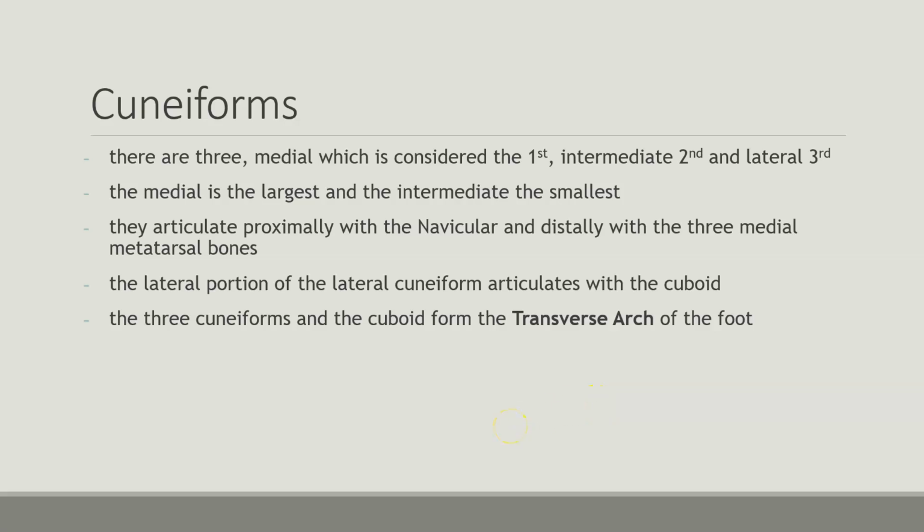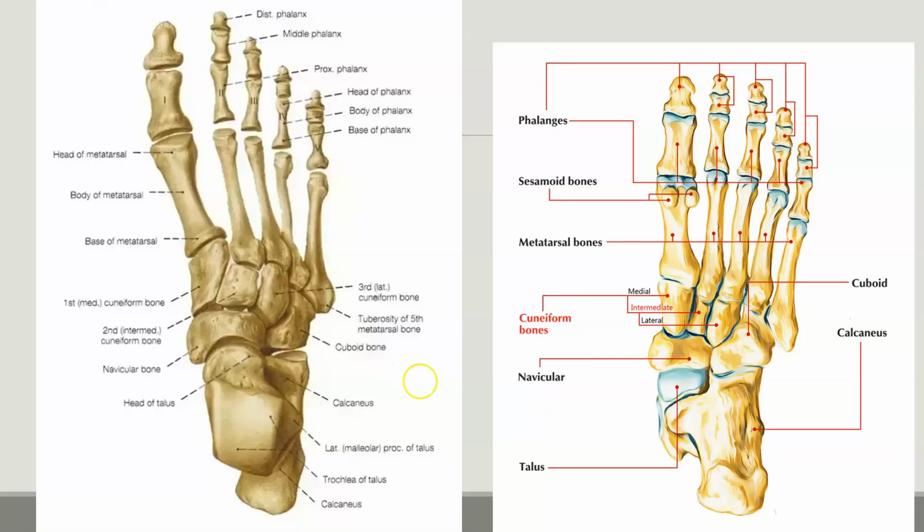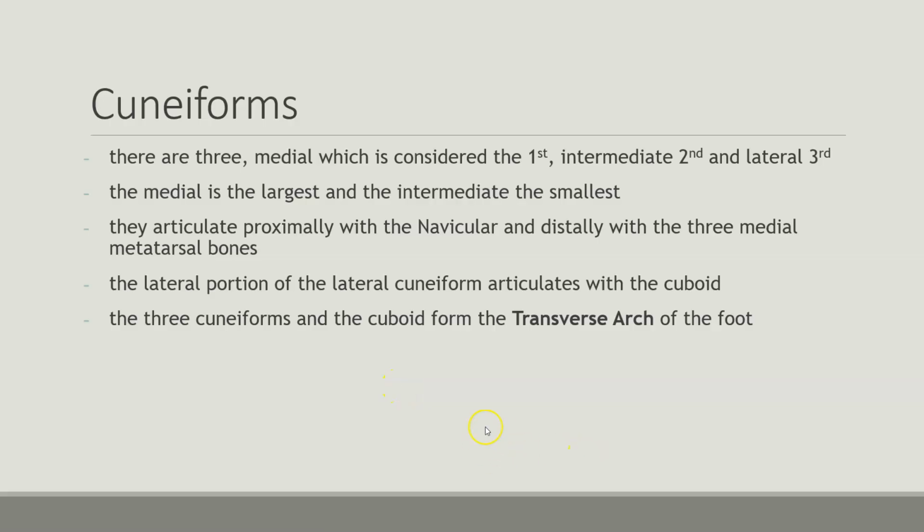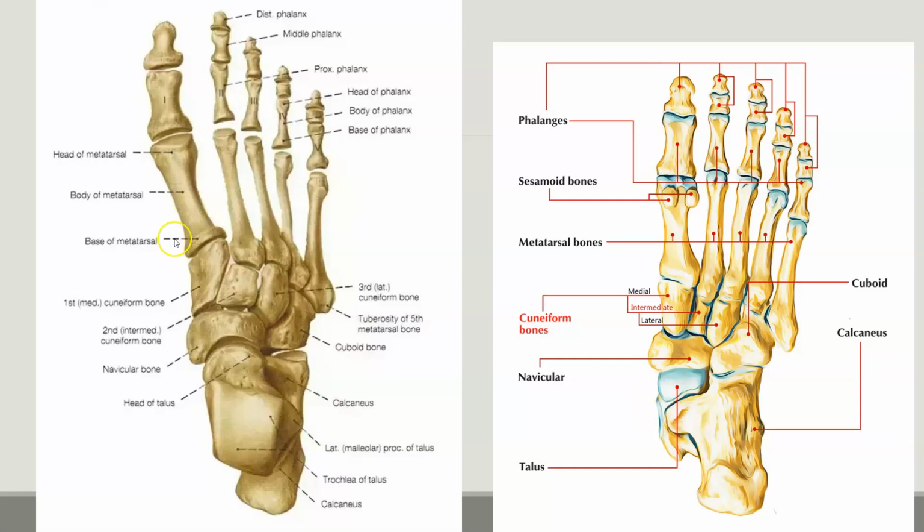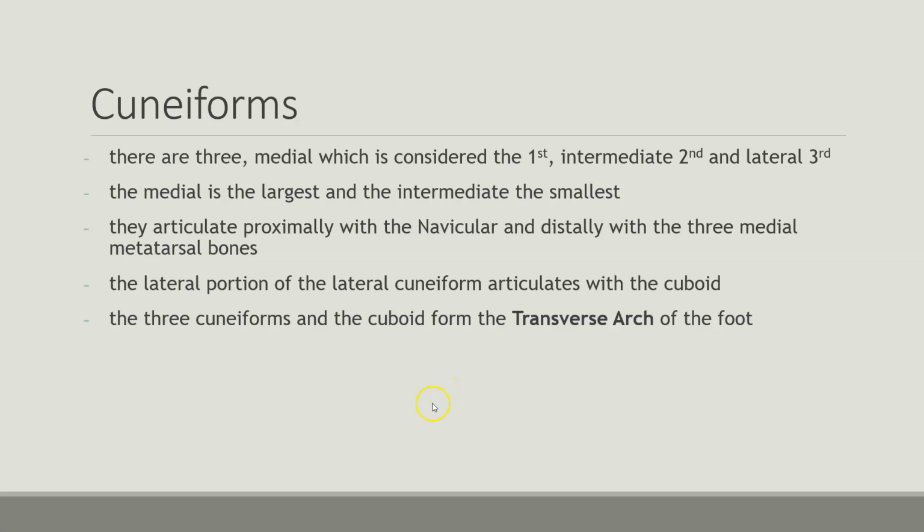There are 3 of them, as I said. Medial is considered to be the first, intermediate the second, and lateral the third. So 1, 2, and 3. Okay? The medial is the largest and the intermediate is the smallest.